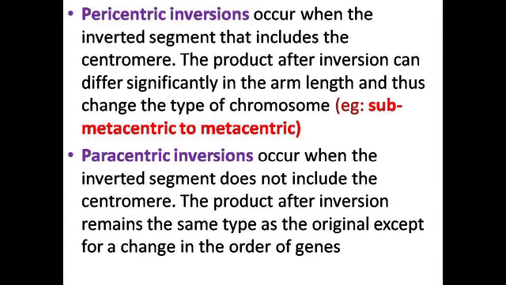There are two types of inversion. Number one, pericentric inversion. Second one, paracentric inversion. Pericentric inversion occurs when the inverted segment includes the centromere. Paracentric inversion occurs when the inverted segment does not include the centromere.